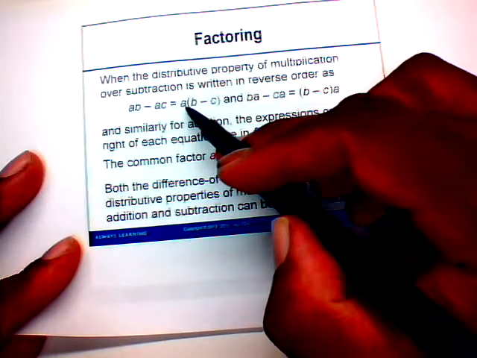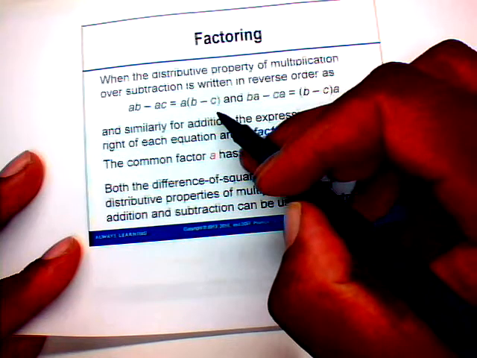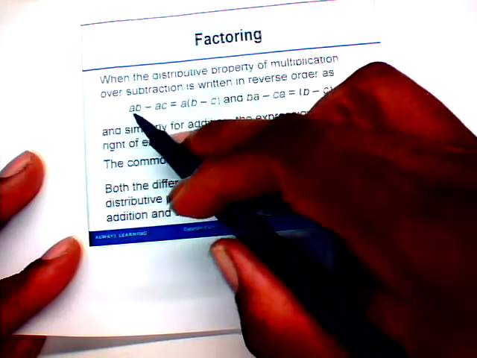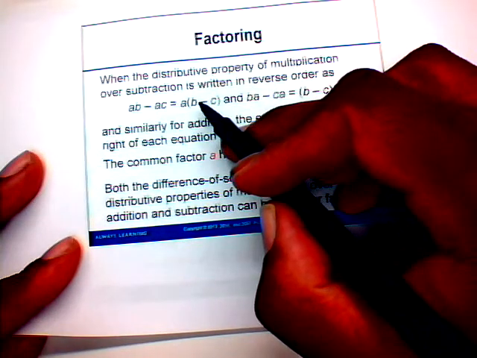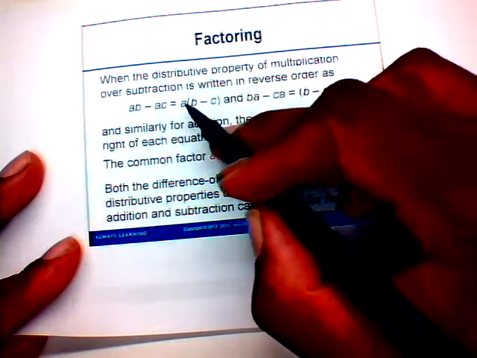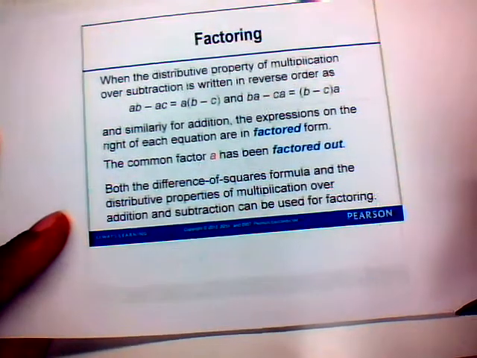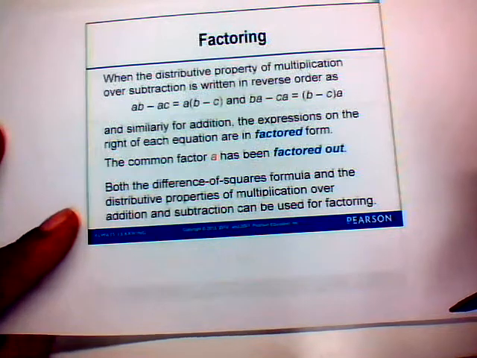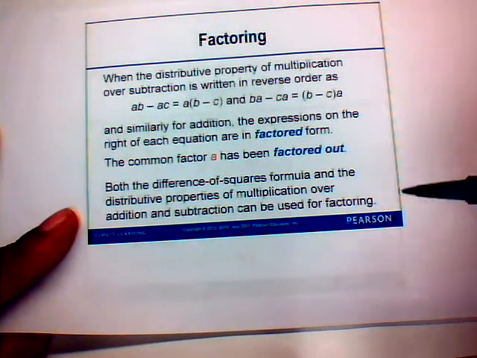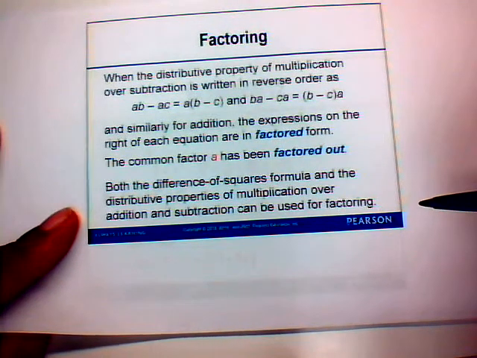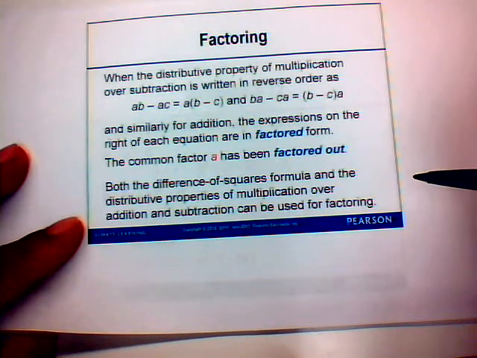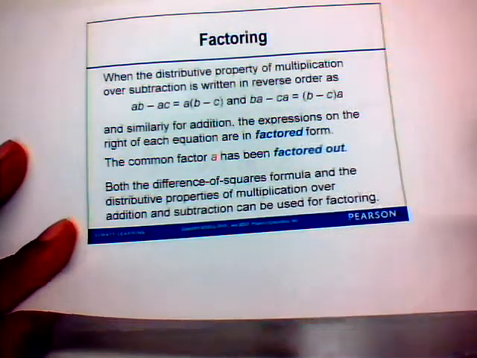So the A goes on the outside. To get what's on the inside of the parentheses, if you do AB divided by A, you're going to get B, minus AC divided by A, you'll get C. And both the differences of squares formula and the distributive properties of multiplication over addition and subtraction can be used for factoring.